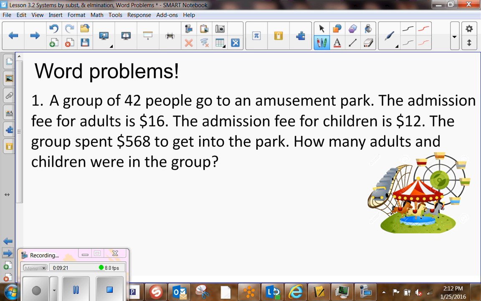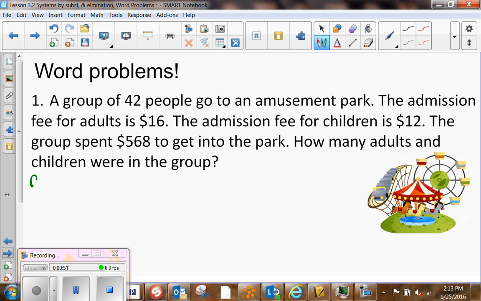So here we go. A group of 42 people go to an amusement park. The admission fee for adults is $16. The admission fee for children is $12. The group spent $568 to get into the park. How many adults and how many children were in the group? The best way to do this is to start at the end. You first need to establish what your variables are going to be. What is the question asking for? How many adults, how many children?